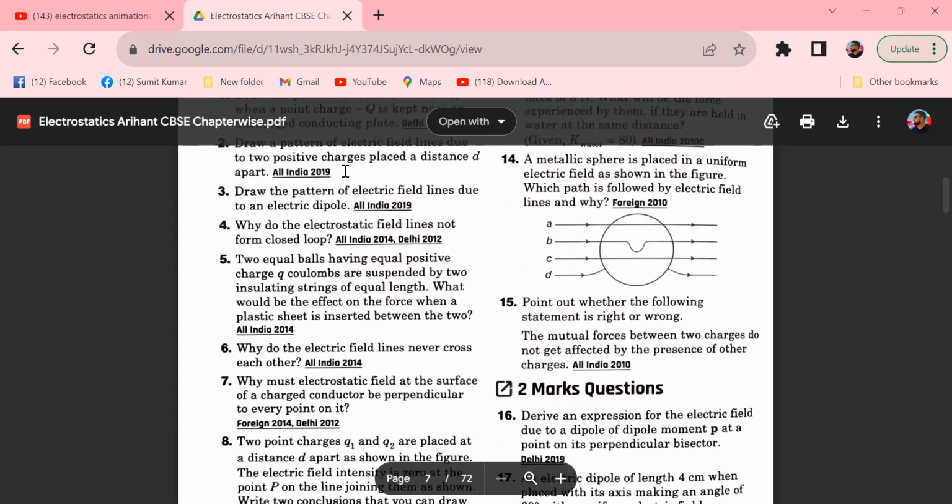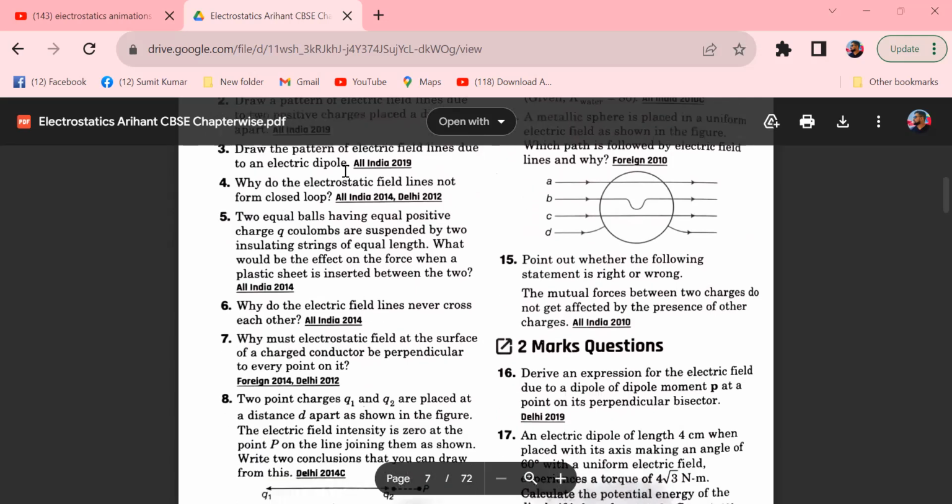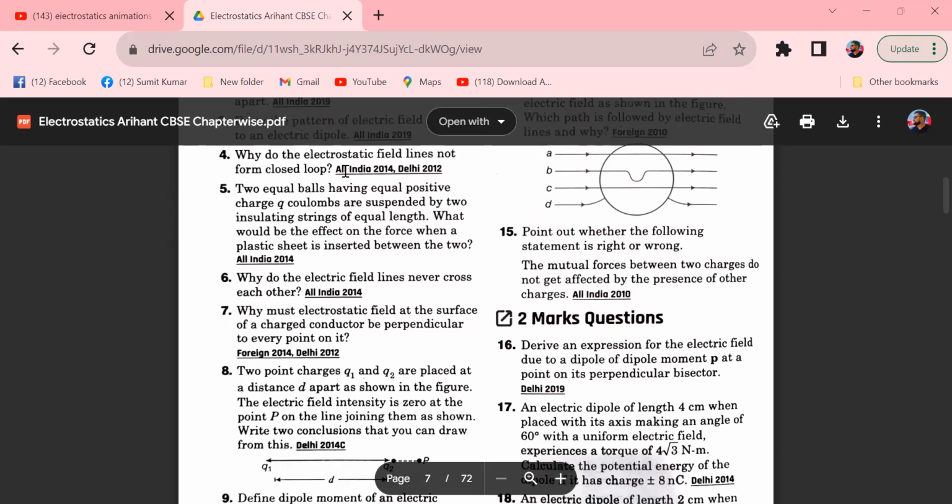Then this question: two equal balls having equal positive charge q coulombs are suspended by two insulating strings of equal length. What would be the effect on the force if a plastic sheet is inserted between the two? The force will become k times lesser. Why do two electric field lines never cross one another? Because the tangent shows the direction, and at the same point they cannot have two different directions.